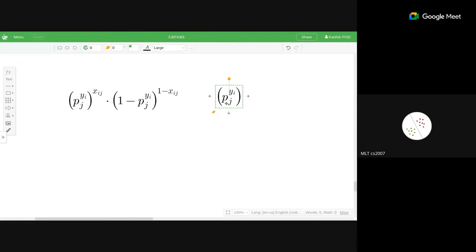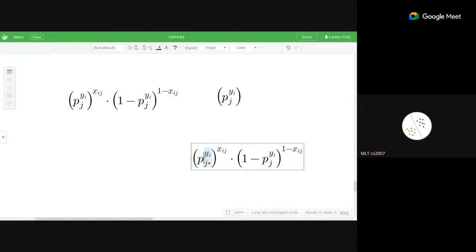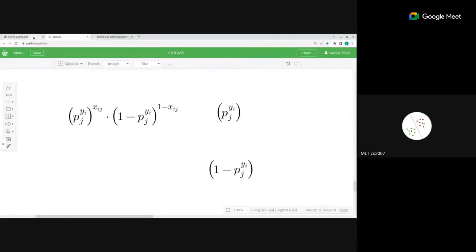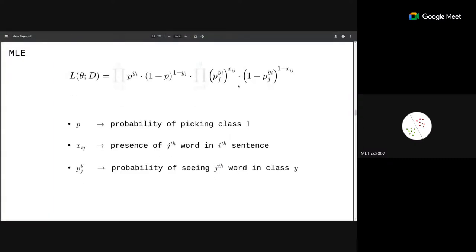If x_ij is 0, let's see what happens. This is something raised to the power 0, so this will become 1 and vanish. x_ij being 0 means the power is 1 here. So if the word does not occur, this is the probability with which it does not occur. This is the coin falling tails. You tell me if you have all understood what this expression now means, whatever I have shown here. I am assuming that you have understood this, right?